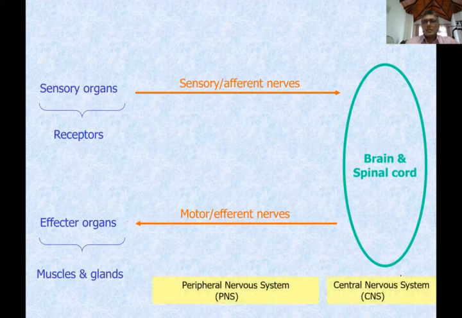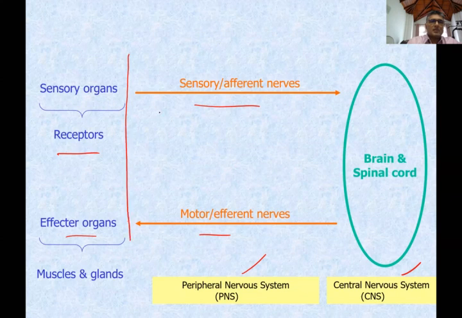So this is the central nervous system, and this is the peripheral nervous system. All these receptors and the efferent nerves, and the effector organs. The peripheral nervous system is this part actually. Okay. So these organs are separate. Okay.